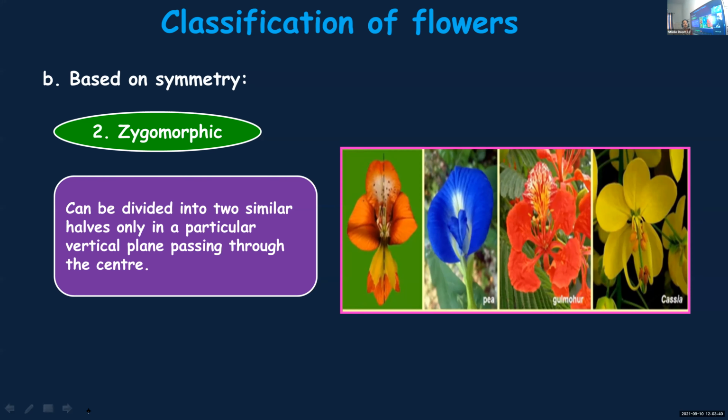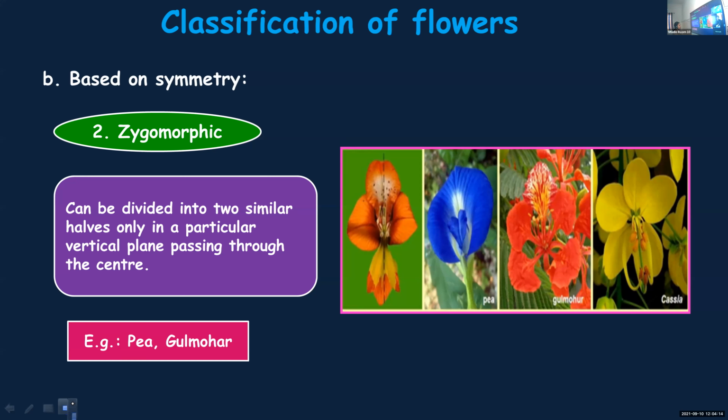Whereas in actinomorphic flowers, you can divide them in any radial plane. It is not just limited to one plane. Any radial plane, you can divide them into two identical halves, provided this plane is passing through the center. And radial symmetry is the same as actinomorphic, and zygomorphic is the same as bilateral symmetry. If the flowers can be divided into two similar halves only in a particular vertical plane passing through the center, you can call them zygomorphic flowers. Pea flower, gulmohar, all these are examples of zygomorphic flowers.